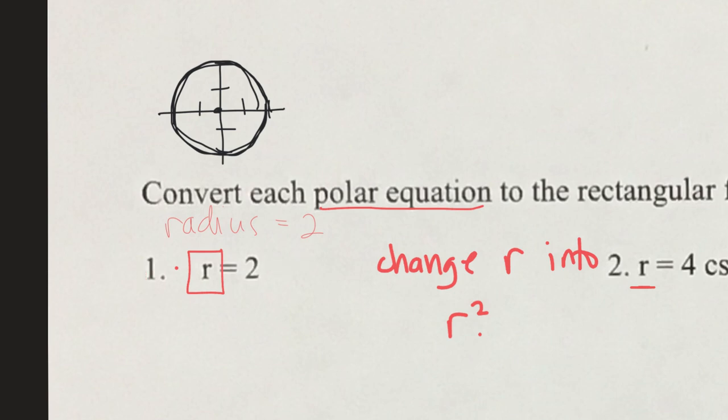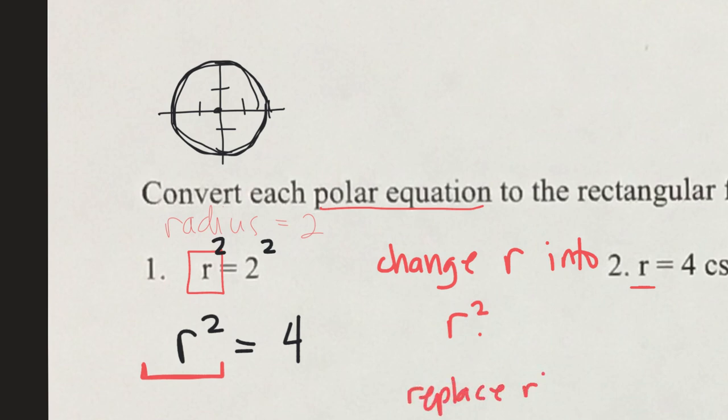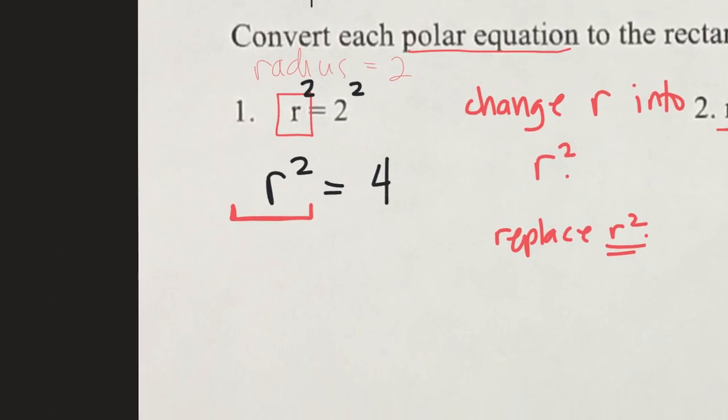What's another way we can change r into r squared? We could square both sides. As long as we do the operation to both sides, we are being mathematically legal. So r squared equals 4. Mathematically, that's the same thing as r equals 2. So now I can say, oh, I know r squared. r squared is a replaceable polar term. So we're going to now replace r squared. And what do we replace r squared with? x squared plus y squared.